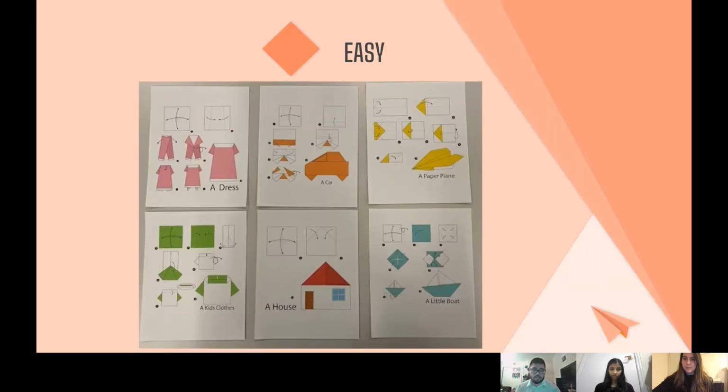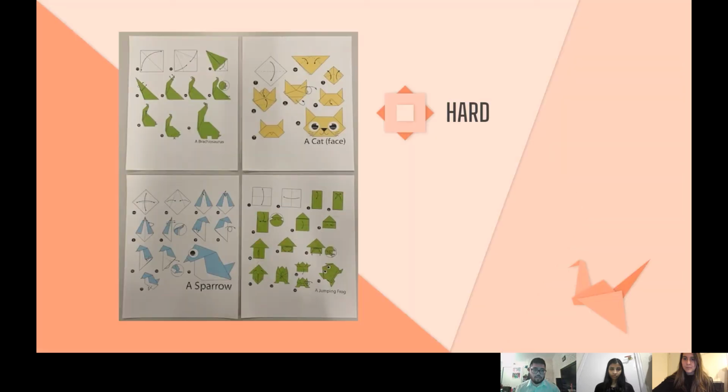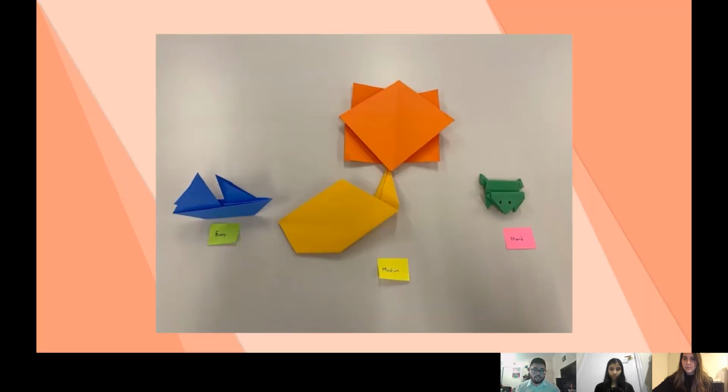For the easy one, we have instructions for making a dress, a car, or airplane, or a house. For the medium one, we have making an elephant, flowers, and making a fox. And for the hard one, we have making a cat, a dinosaur, or a jumping frog. And the folders were organized depending on the number of folds required to make the figure. And here are some examples of the ones we made.